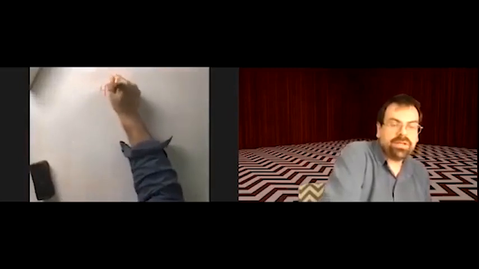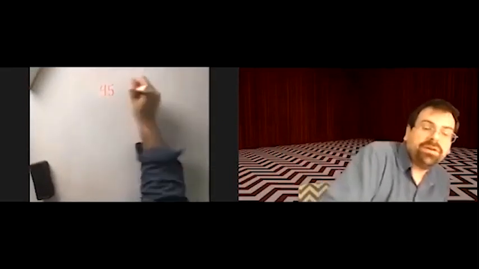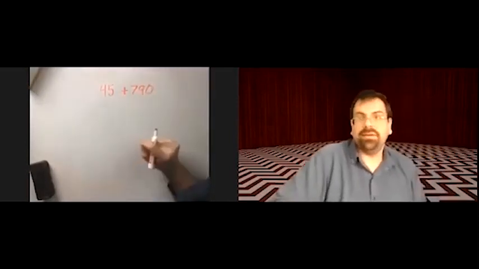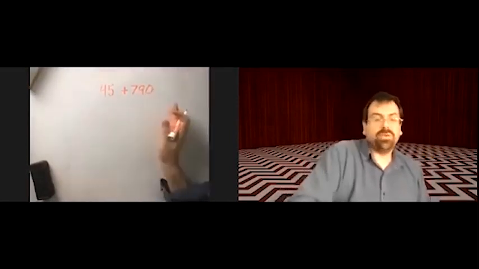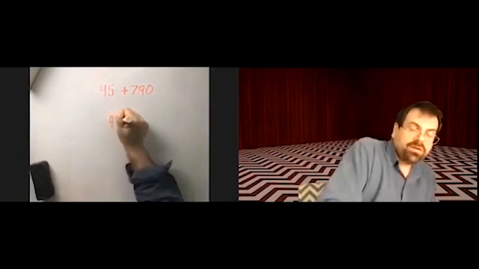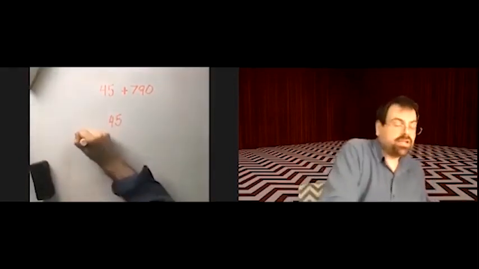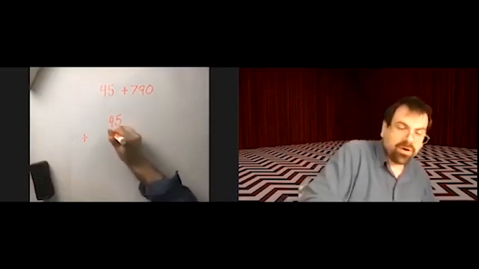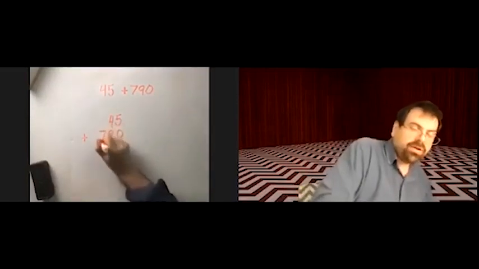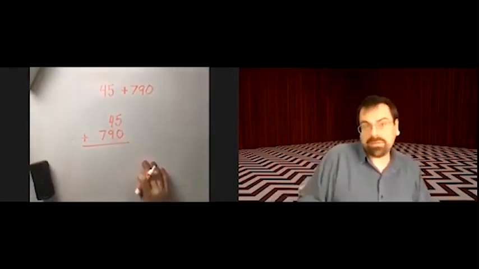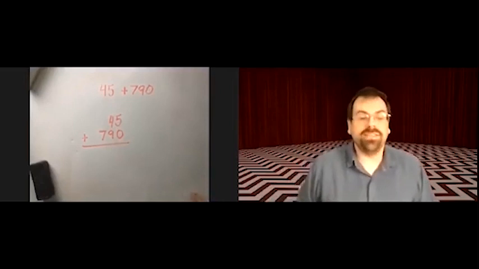Another one. Let's look at 45 plus 790. So you could write this one of two ways. If you keep it in this order, 45 plus, you have to make sure it ends in the same spot. So the 0 would go here, the 9 would go here, the 7 would go there. And add down, throwing another wrench into this one.